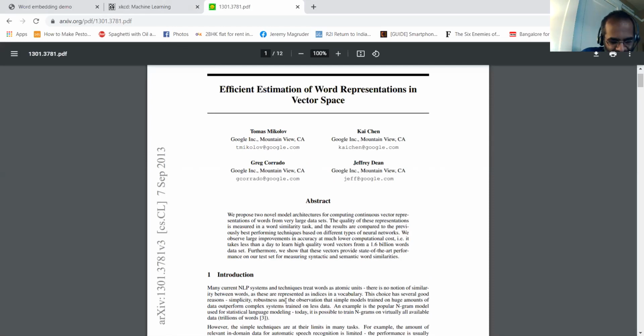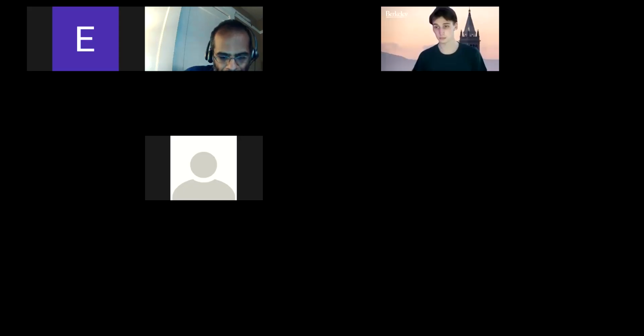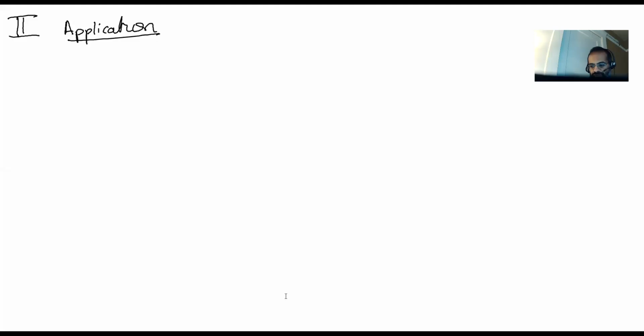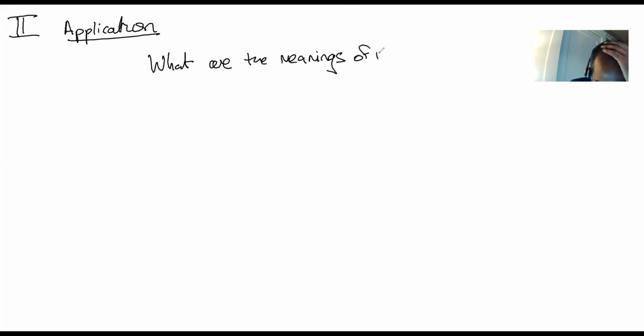So this paper addresses the following type of question. There's a very high level question you can ask, which is, you know, what are the meanings of words? So like, let's say words in the English language. What does it mean to have a meaning, et cetera, et cetera? So this is kind of a philosophy question.